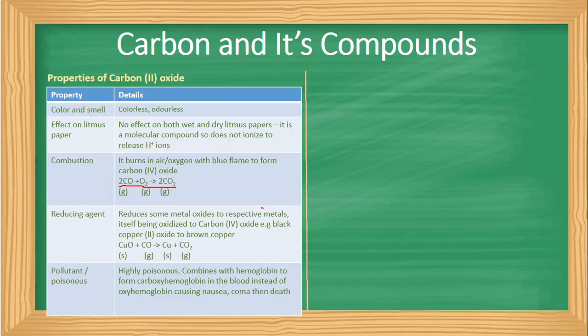It is also a reducing agent, so it reduces metal oxides to the respective metals, and it is oxidized to carbon 4 oxide. An example is the one I'm showing here, where it is reducing copper oxide to copper metal, and it is being oxidized to carbon 4 oxide.